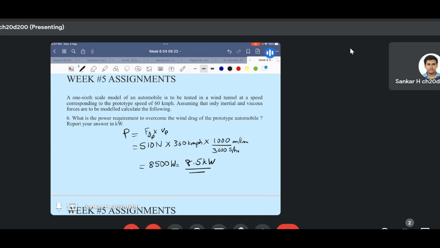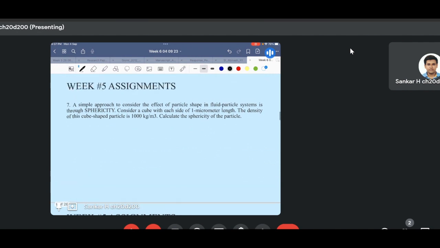Okay, let's move on to the next question. A simple approach to consider the effect of particle shape in a fluid particle system is through sphericity. Consider a cube with each side of 1 micron length. Density of the cube shaped particle is 1000 kilogram per meter cube. Calculate the sphericity of the particle.